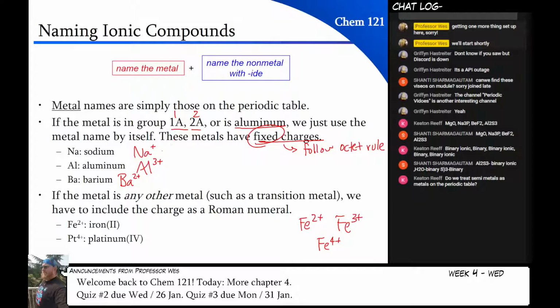Up here, it makes sense. I could just say sodium because this is the only sodium I will ever see, sodium +1. But if iron 2+ and iron 3+ and iron 4+ all exist, I have to distinguish them and give them different names. And the way that we do that is we assign a Roman numeral that represents the charge. So this would be iron 2, this one would be iron 3, and this one would be iron 4.